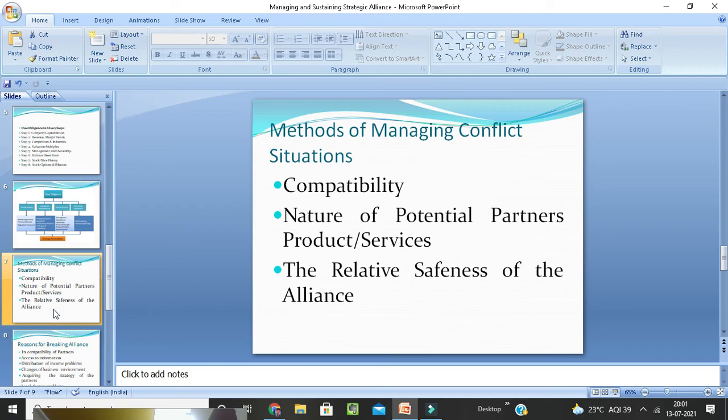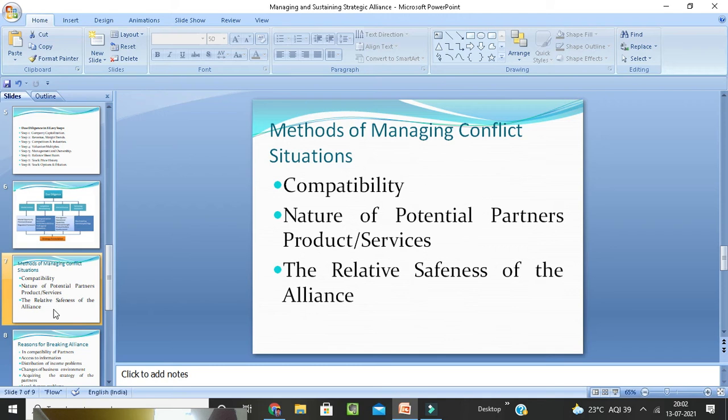Next, methods of managing conflicts. That means managing conflict situations. If it is a capability, then the company should select a partner with which it can work effectively. Strategic alliances are unlikely to succeed without mutual trust, like matrimonial alliances. Alliances between General Electric Corporation, a UK based company, and Siemens of Germany both failed due to the incompatibility of management style.